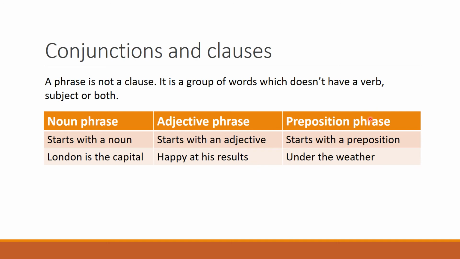And lastly, a preposition phrase starts with a preposition. So remember, a preposition is a word that tells you where something is in relation to something else. So for example, under the weather. Under is the preposition there. So it's just 3 types of phrase: a noun phrase, an adjective phrase, and a preposition phrase.